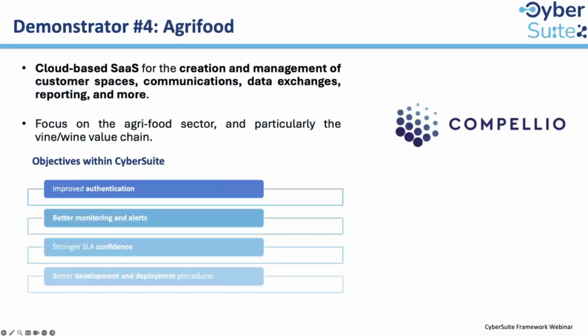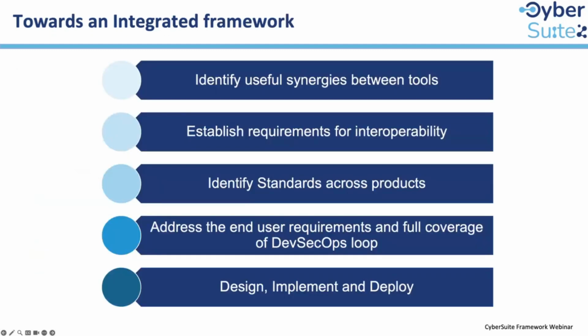Finally, our fourth demonstrator is about agri-food. We have a cloud-based SaaS for the creation and management of data spaces, communication, and data exchange. So a typical SaaS platform with a focus on agri-food and specifically the wine value chain. We want to improve things like authentication, monitoring and alerts, give better SLA confidence, and also improve the development and deployment procedures. That's what we want to do, and also what Nefeli already told you about the creation of the MVP.